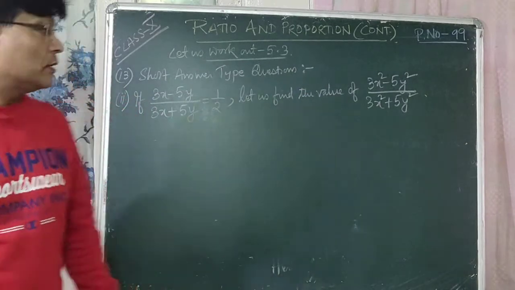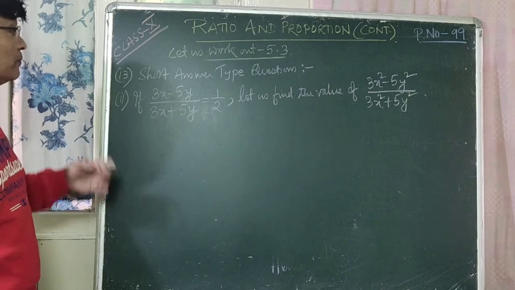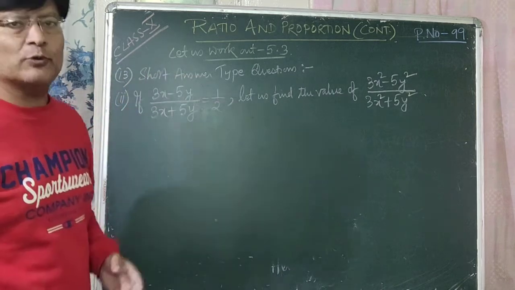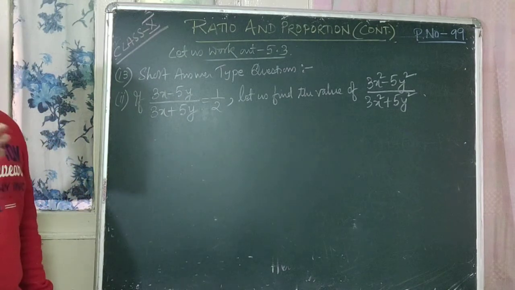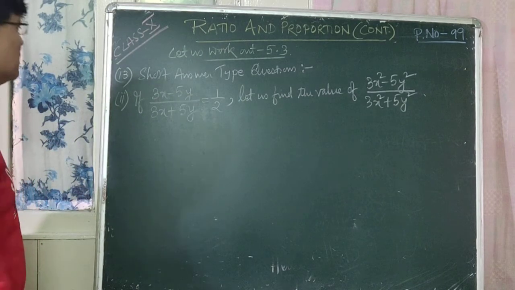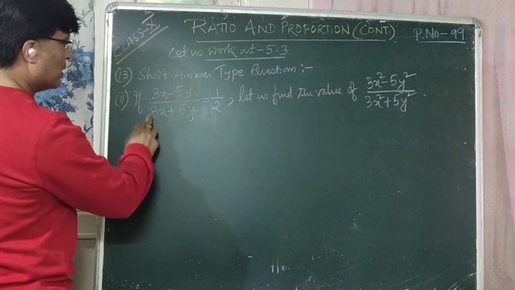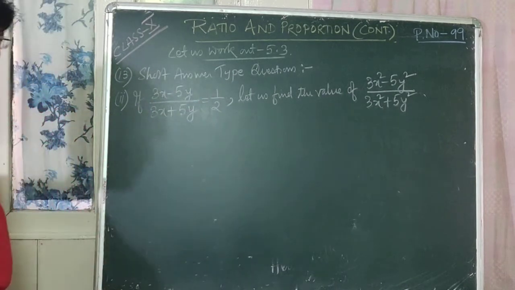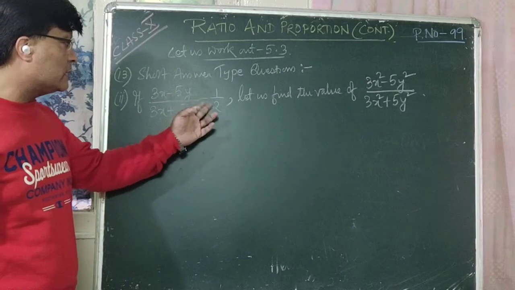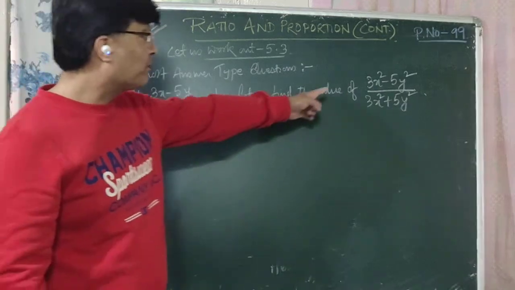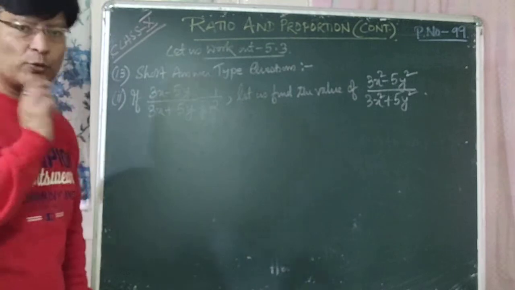So now we will do the next type of question, that is question number 13.2. It is a short answer type question, and this question carries 2 marks. If (3x minus 5y) divided by (3x plus 5y) is equal to half, let us find the value of (3x square minus 5y square) divided by (3x square plus 5y square).